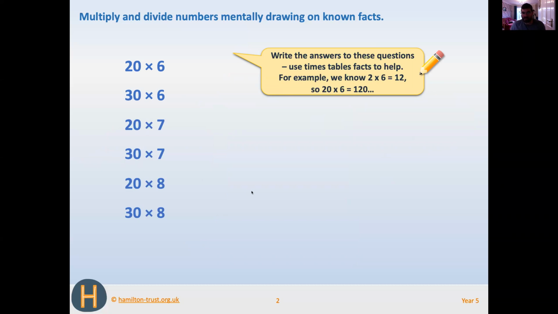20 times 6 is the same as 2 times 6 times 10. So it's 120. And then we can move on. Here are the answers. 180. 20 times 7 is 140. 30 times 7 is 210. 20 times 8 is 160. And 30 times 8 is 240.